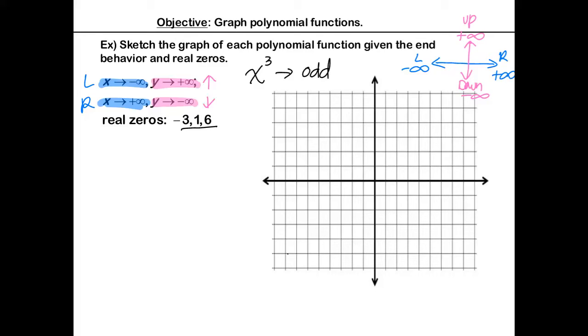Again, I know that that's cubic because I have three zeros. One, two, three zeros. That's x to the third, which means it's odd. My end behaviors are going to be pointing in opposite directions.